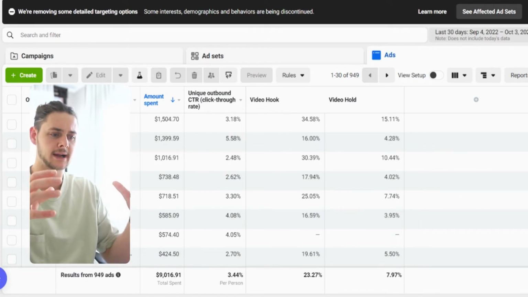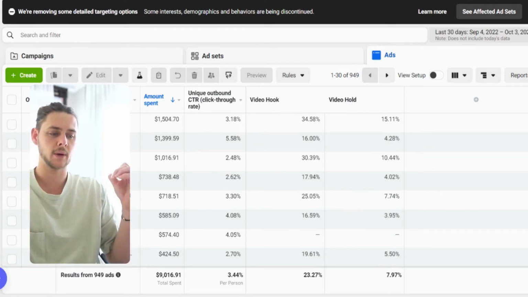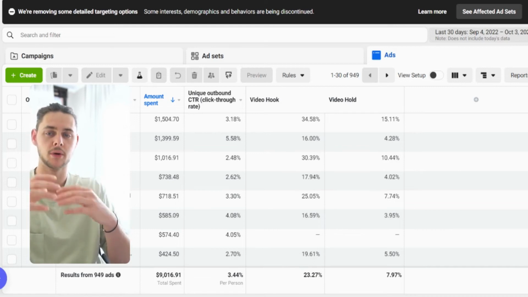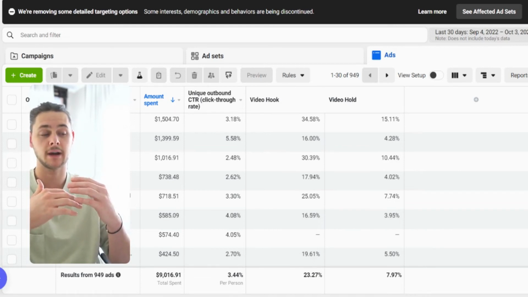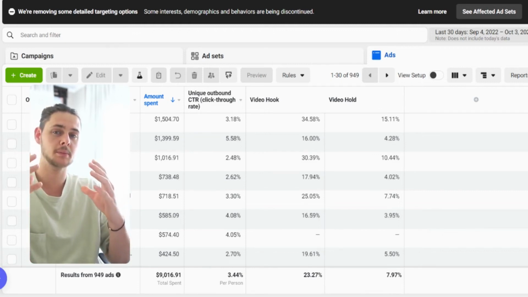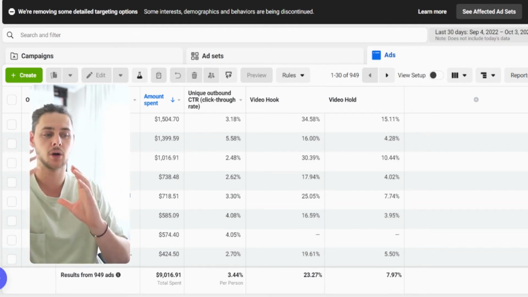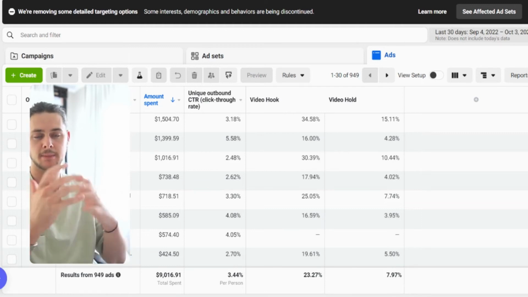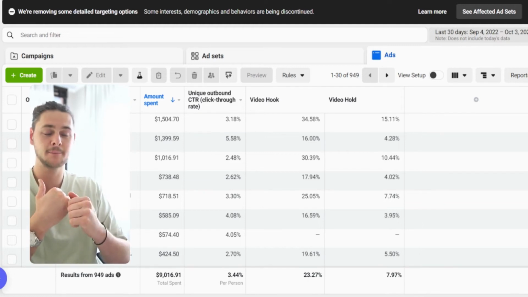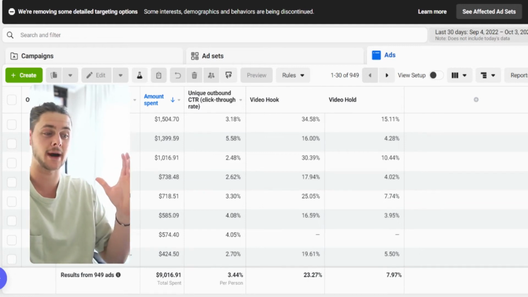So for our clients and the creatives that we create for them, we like to have the video hook rate above a 25%. If it's less than 25%, then there's a problem with the hook. We need to go back to the drawing board and redo that hook for that creative. When it comes to the video hold rate, above a 10% is normally pretty good. It's a little bit harder to get a higher video hold rate, just because people's attention span is the same as a goldfish these days. So getting people to watch your entire video is quite hard.